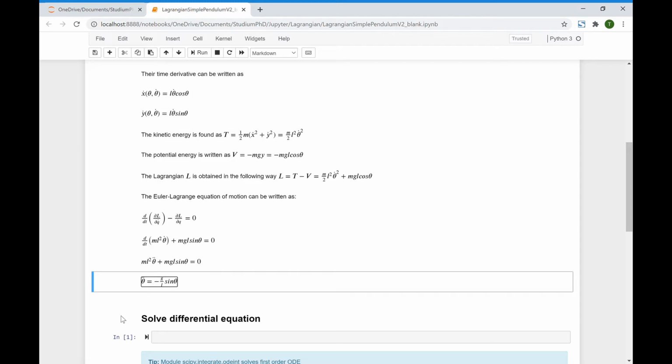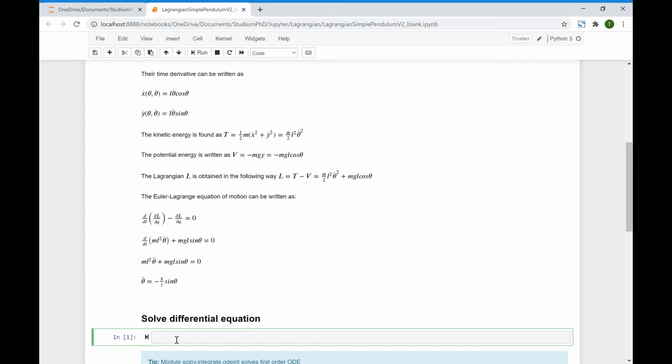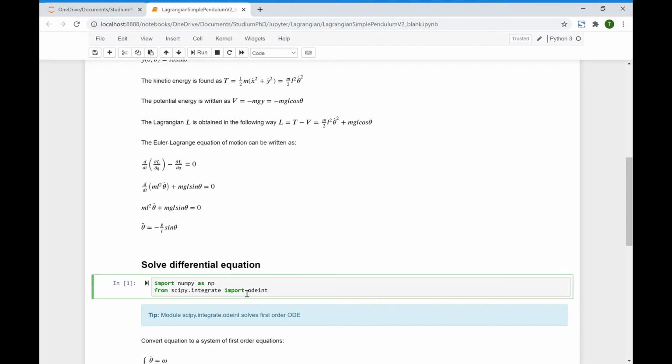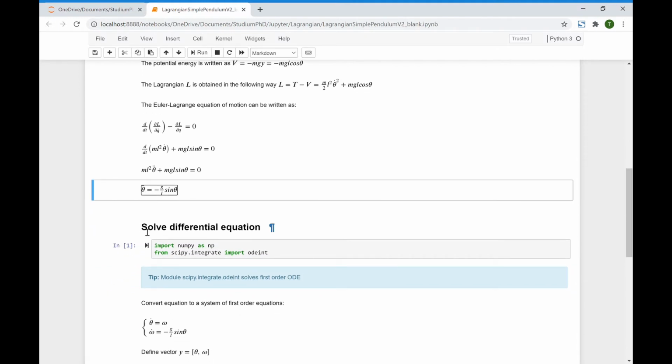So how do we do it? Let's first import some packages which we'll use. Import NumPy, and we also need to import a package for solving an ordinary differential equation. However, here we have a second order differential equation. That's why we first have to convert this equation into a system of first order equations.